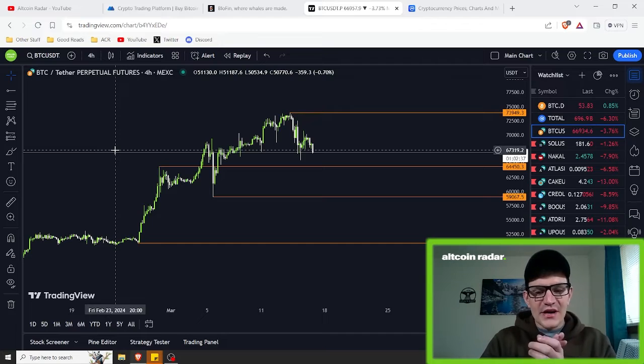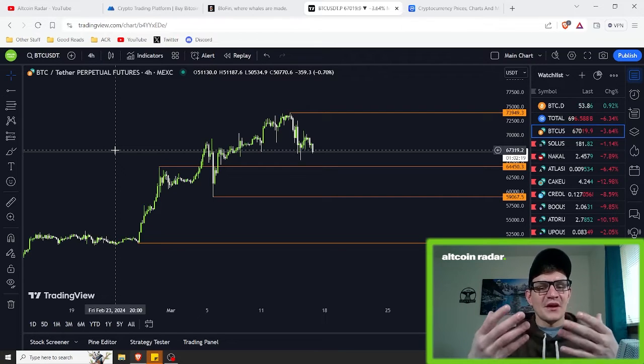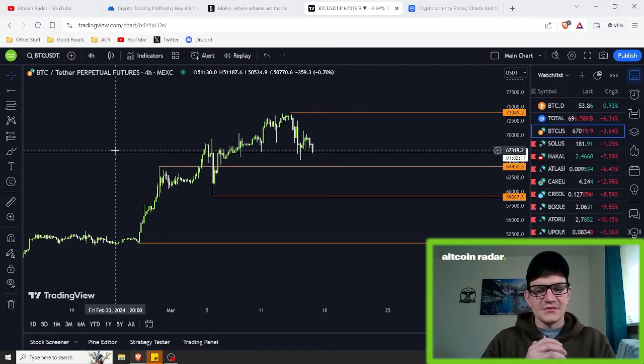Now, another strategy is all about pullback trading, okay, which basically involves entering a trade in the direction of the prevailing trend after a temporary retracement. Price action traders typically look for pullbacks to key support or resistance levels, considering them as potential entry and exit points with favorable risk-reward ratios, okay?